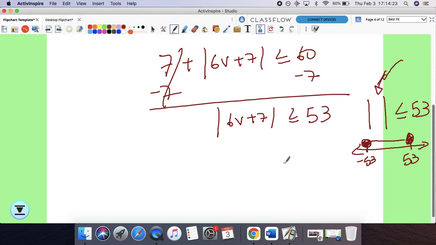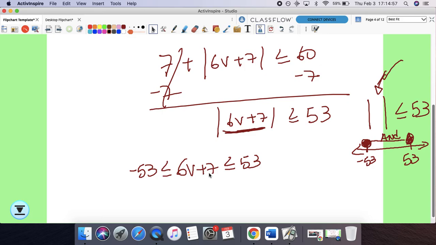Now, your job is to figure out what number can I multiply 6 times, plus 7, to give me a number between negative 53 and 53. And that's what we're looking for, right? V. What can V be? Can V be 10, 11, negative 8, negative 9? What can V be? And that's what we're looking for. So now that we've established what it can be, so this right here, 6V plus 7, and if you like, you can write in the problem, has to be between 53 and negative 53.